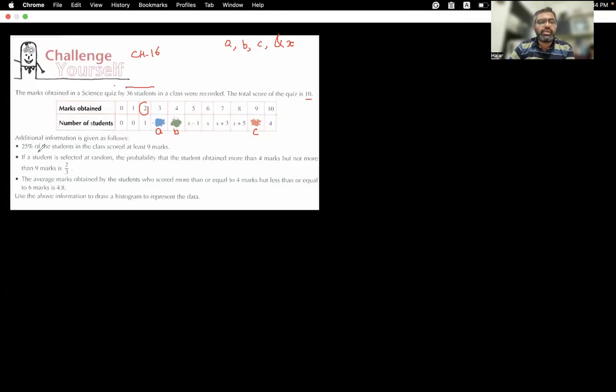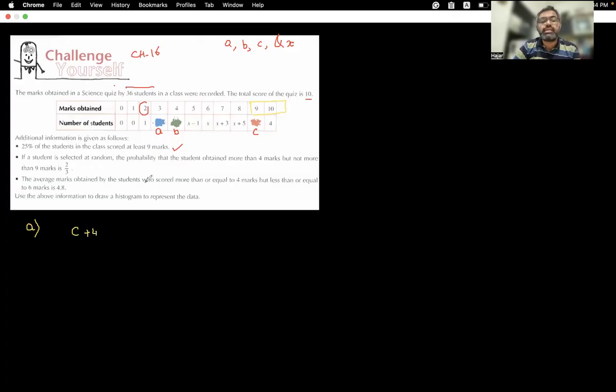The first part is: 25% of the students in the class scored at least 9 marks. 25% means 1/4 of the students. So we have to find how many students got 9 marks or more. When we say at least, it includes this one, so 9 marks or 10 marks. We have got C students who got 9 marks and 4 students who got 10 marks, so C plus 4 students got 9 or 10 marks.